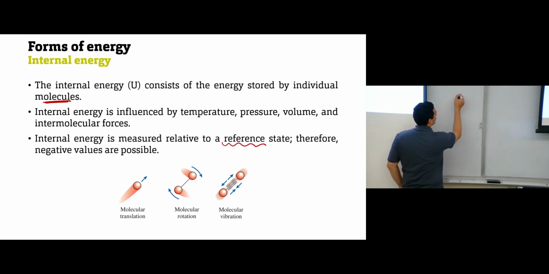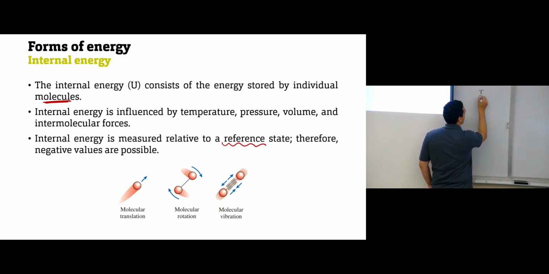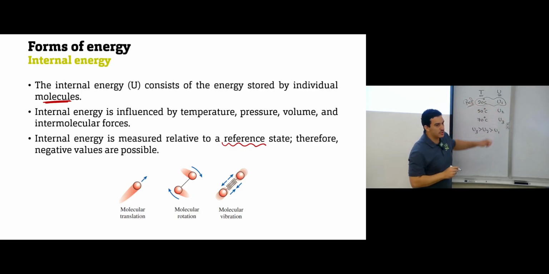So let's say I need to find internal energy, like this is temperature, and this is internal energy. I need to calculate internal energy at 20 degrees Celsius. Let's call it U1. 50 degrees Celsius for a substance, let's call this U2. 70 degrees Celsius, call this U3. So we know that U3 is more than U2 is more than U1. Clear? Okay. Let's select this condition to be my reference.